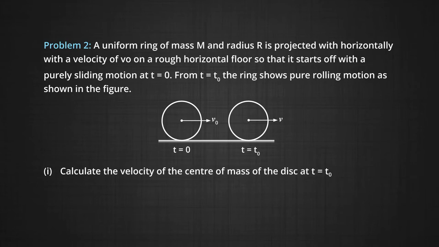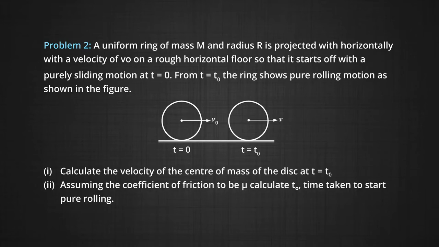First part, calculate the velocity of the center of mass of the disk at t equal to t naught when it starts showing pure rolling motion. Second part, assume the coefficient of friction to be mu, calculate the time t naught it takes to show pure rolling motion. Let's solve the problem.